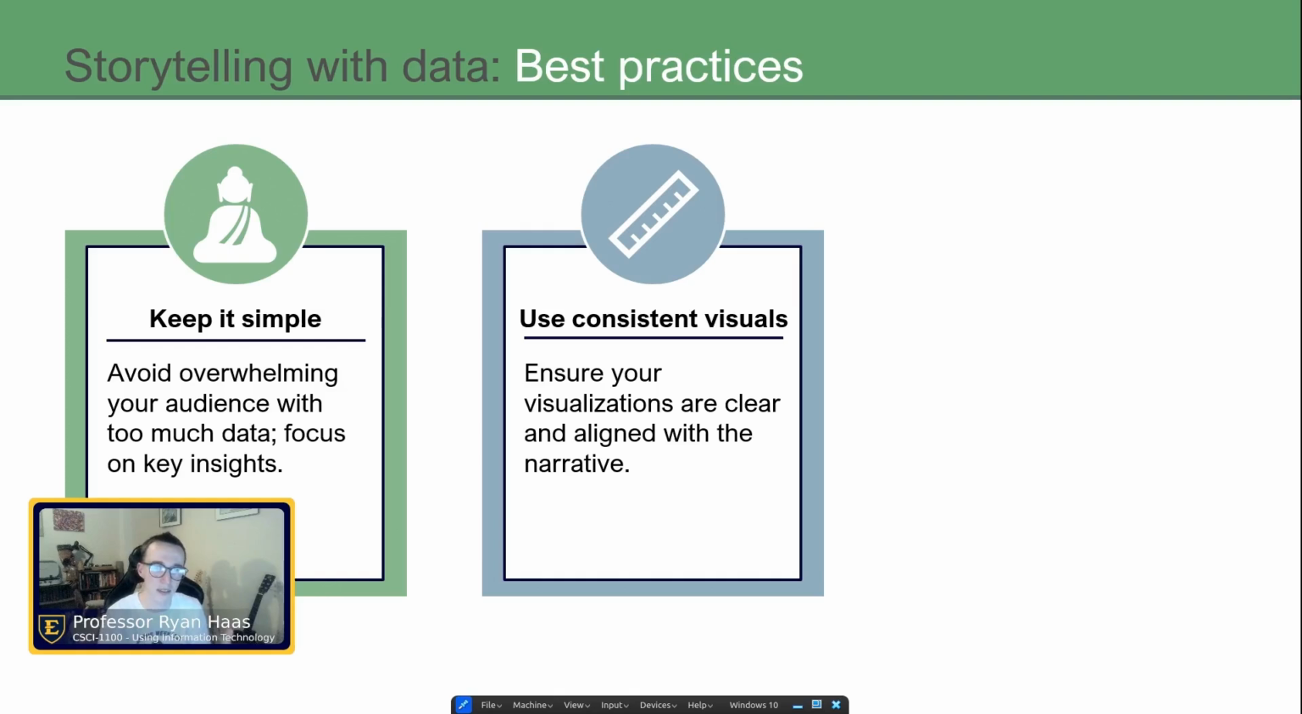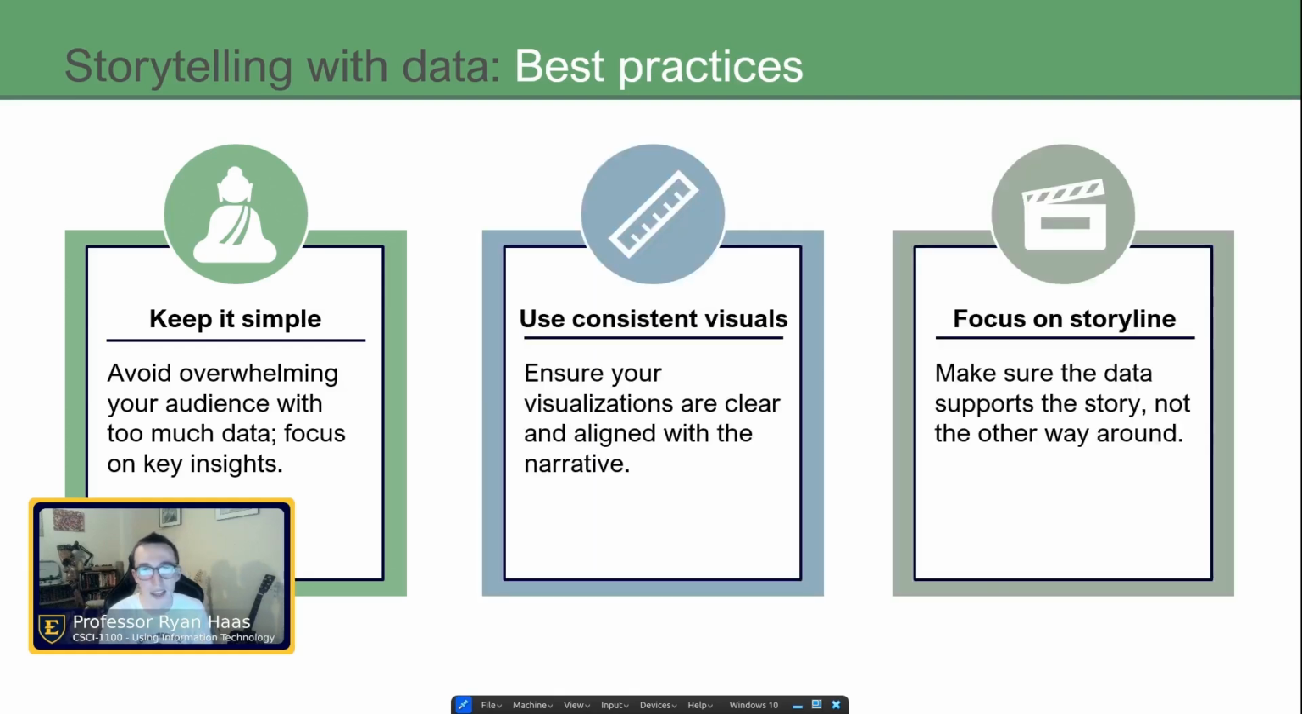Use consistent visuals. Make sure your visualizations are clear, and that they're in line with the narrative. And lastly, you want to focus on the story, not the data. The data should support your story and not the other way around.